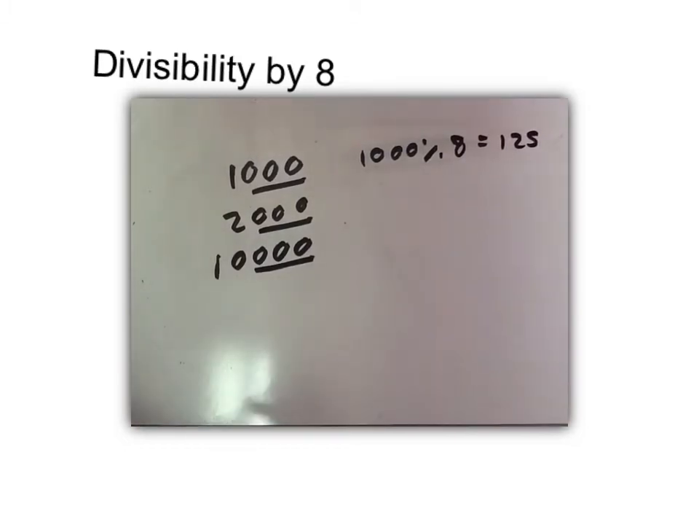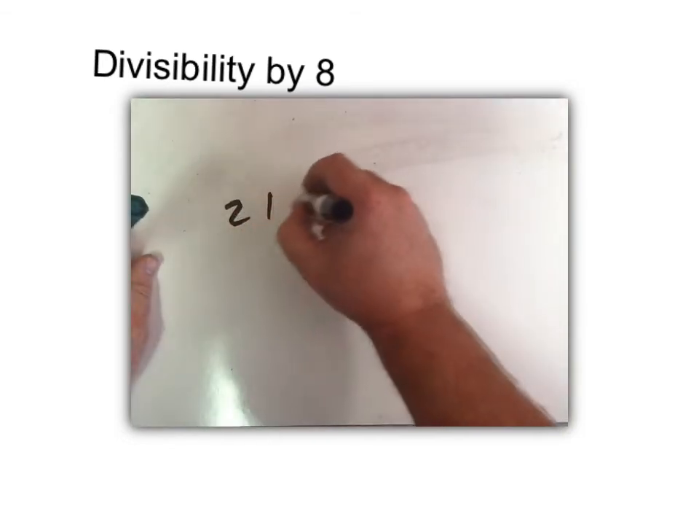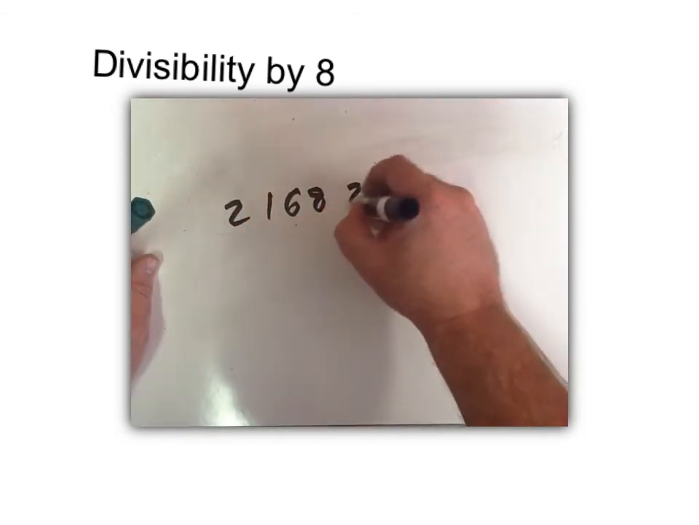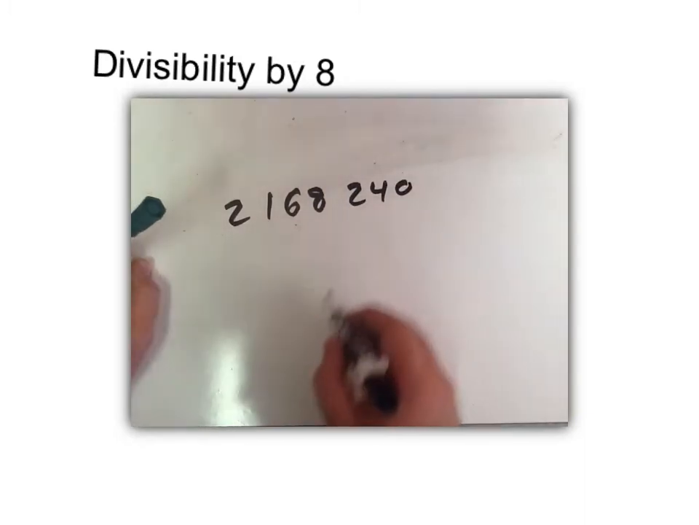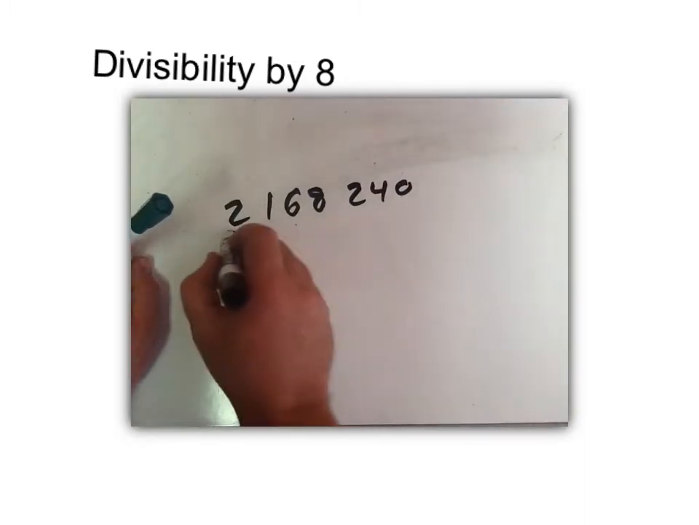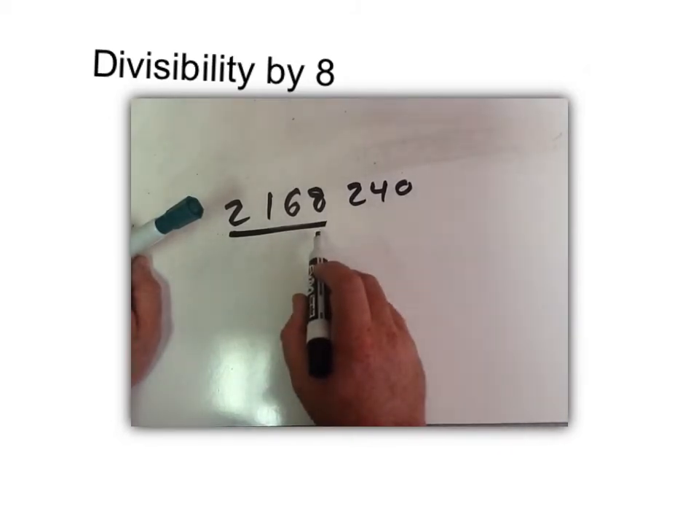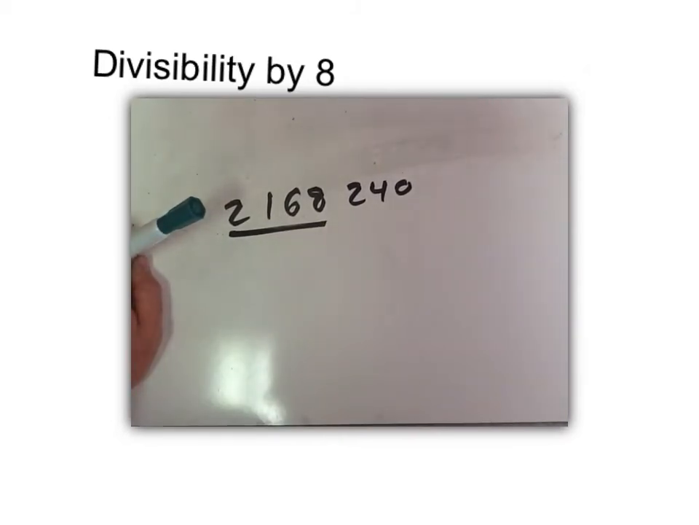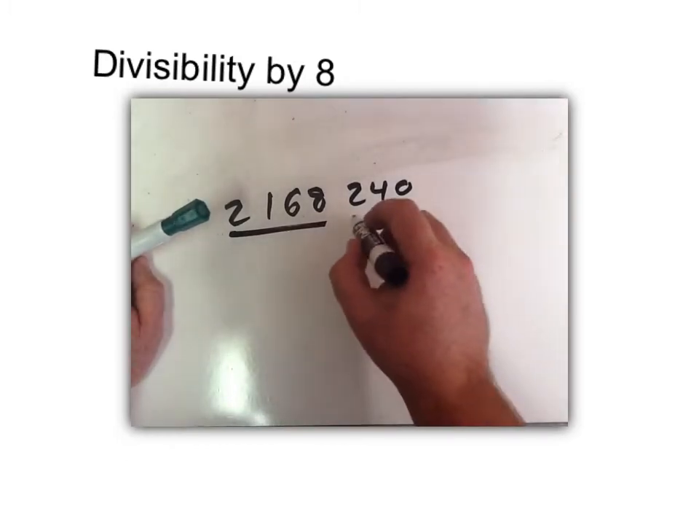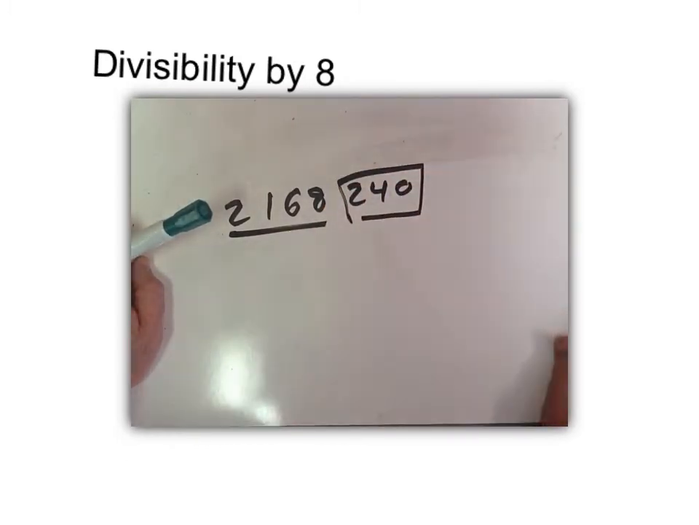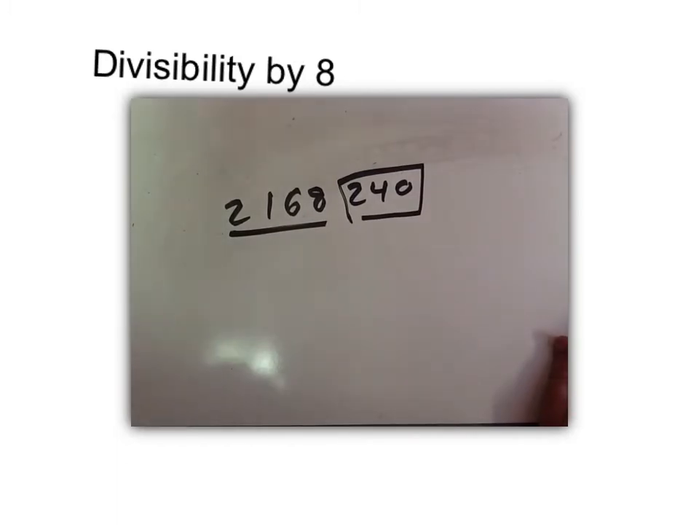So that means if you have a large number like this, you don't have to worry about any of these place values: millions, hundred thousands, 10,000s, or thousands. That part of the number is divisible by 8. You only have to worry about whether or not these digits are divisible by 8. So for this divisibility test, you're always looking at the last 3 digits.